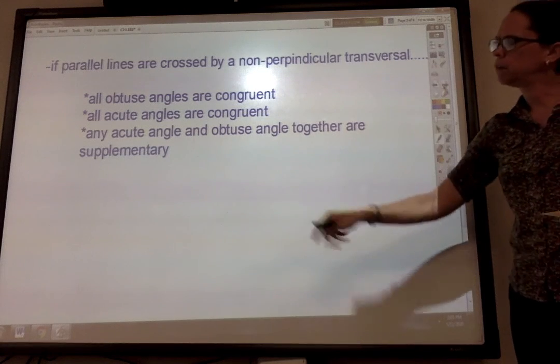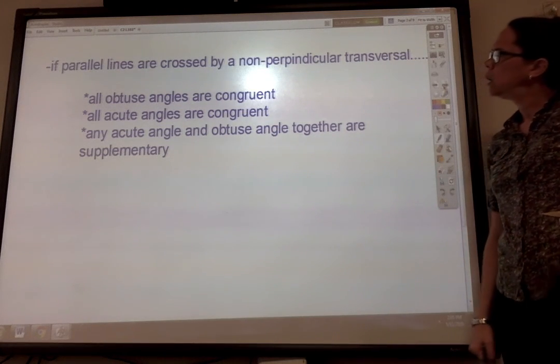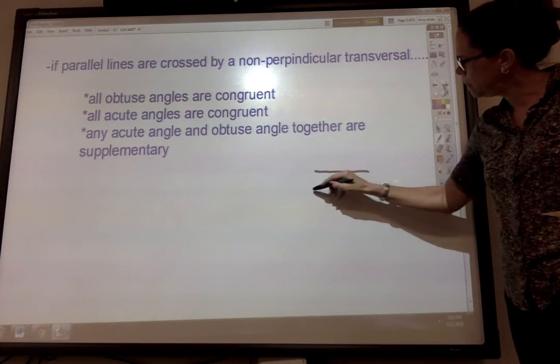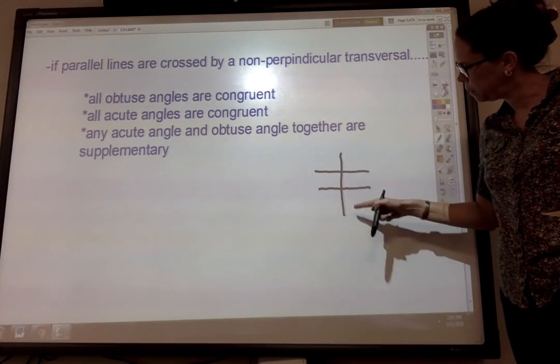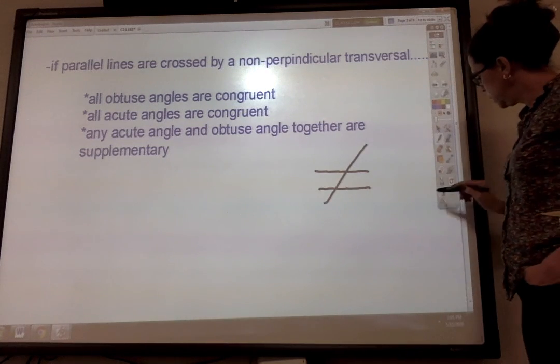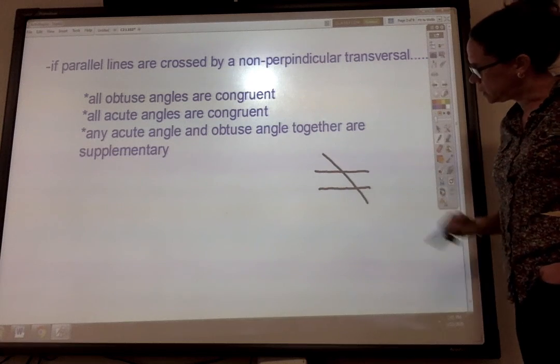Here's just some things that we need to know about when parallel lines are crossed by a non-perpendicular transversal. So what that means is we're not talking about this. That is perpendicular. We're talking about non-perpendicular. So we want our transversal to cross like this or cross like this, something like that.